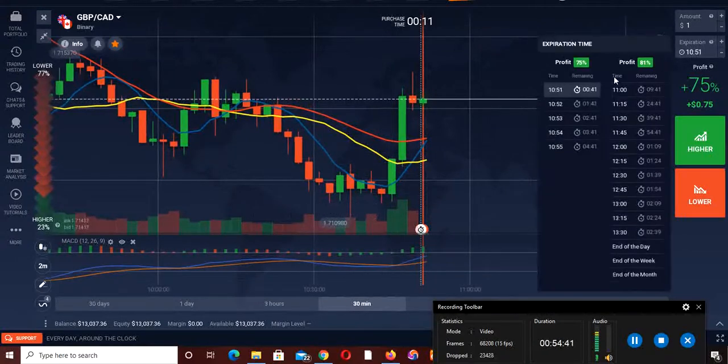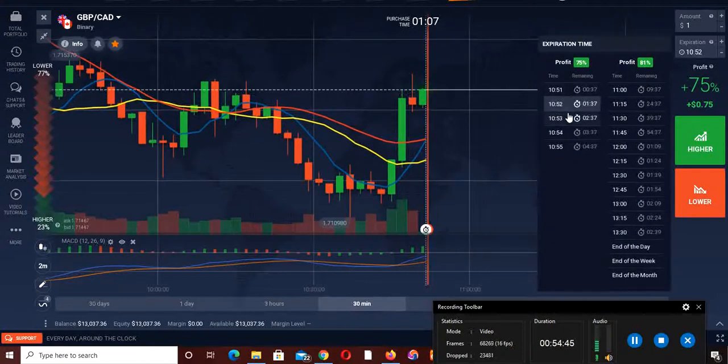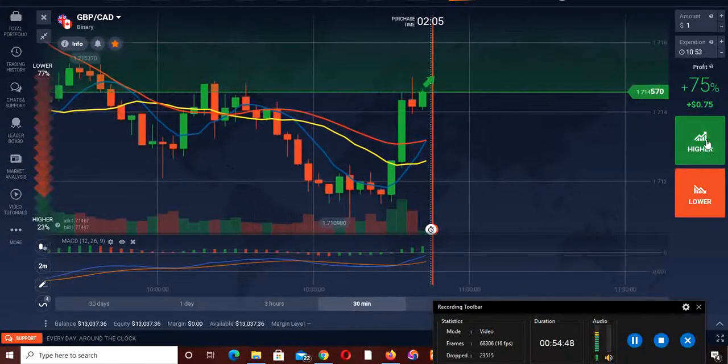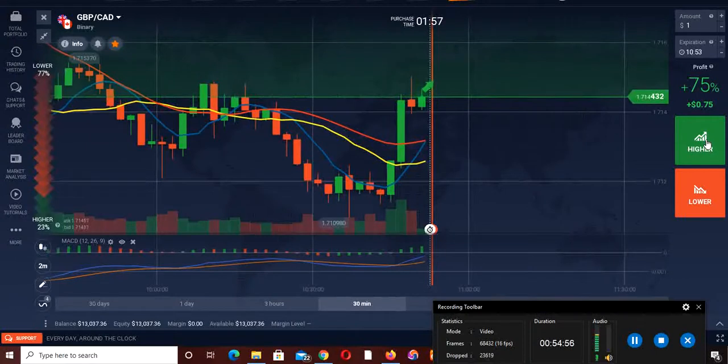Set your time already in 12. You set your time already like this, then you're ready for it. Once it reads 30 seconds like this, just put your trade there immediately. Just place your trade immediately, guys. Place your trade, then you're in money. You're in money already.